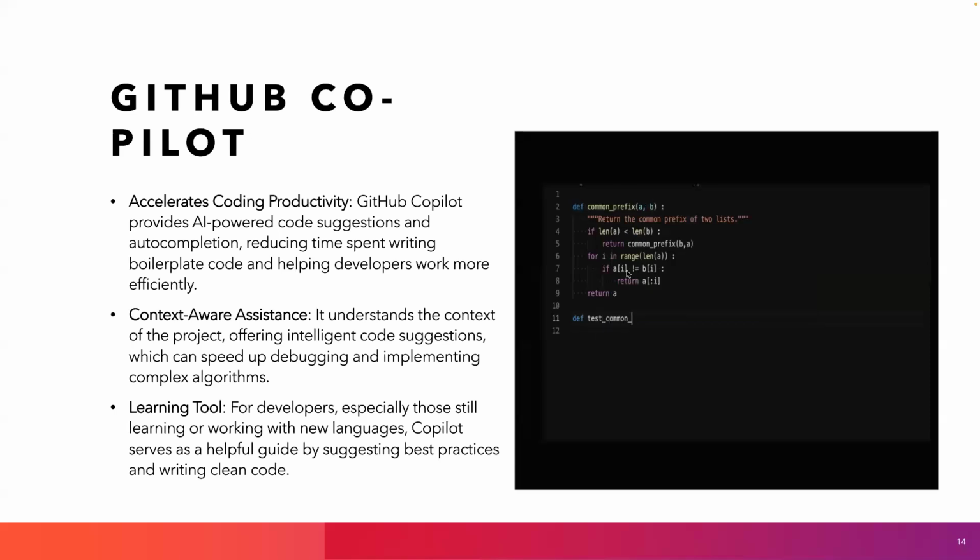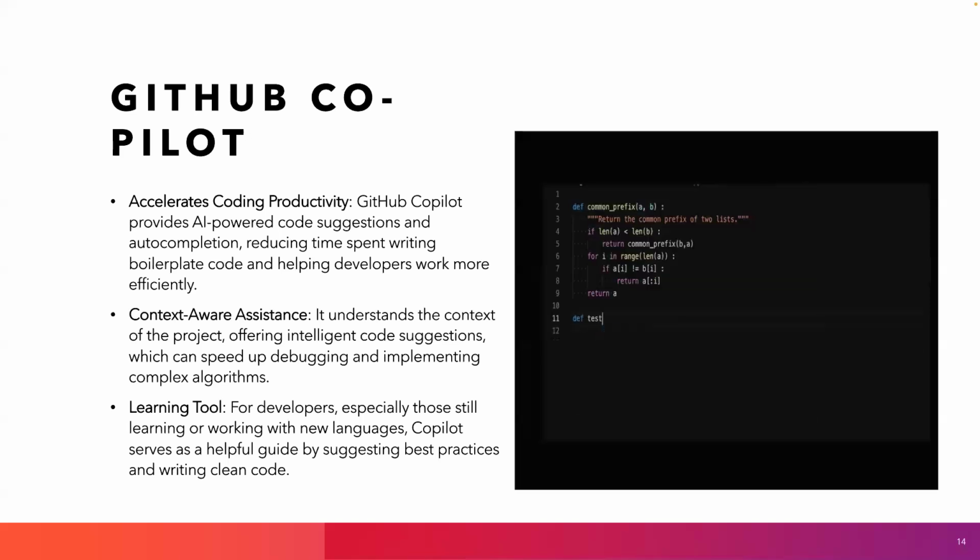Okay, so here's some more cool features and extensions in Visual Studio Code that we didn't really feel like needed a video, but we wanted to show off. So one extension is called GitHub Copilot. It can accelerate your coding productivity by providing AI-powered code suggestions and auto completion. And that reduces the time spent writing your normal boilerplate code and helps developers work more efficiently.